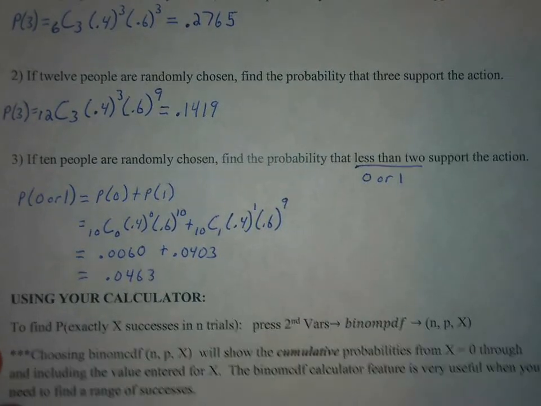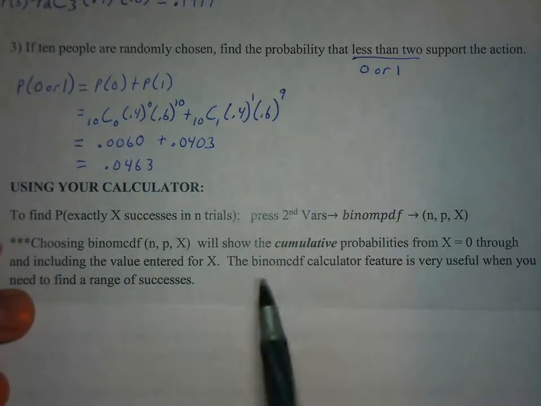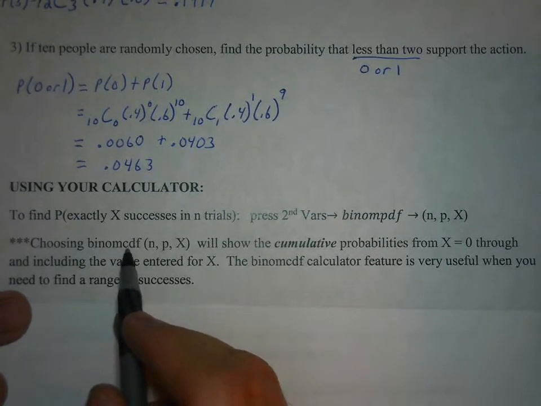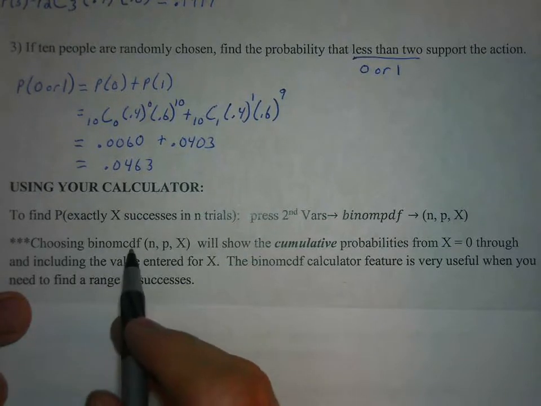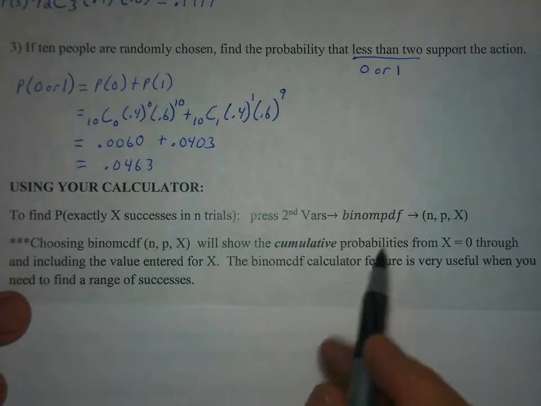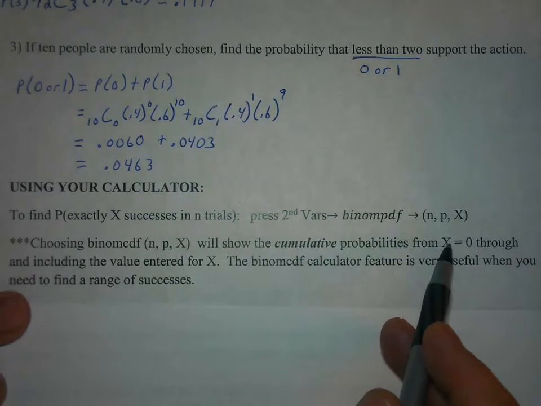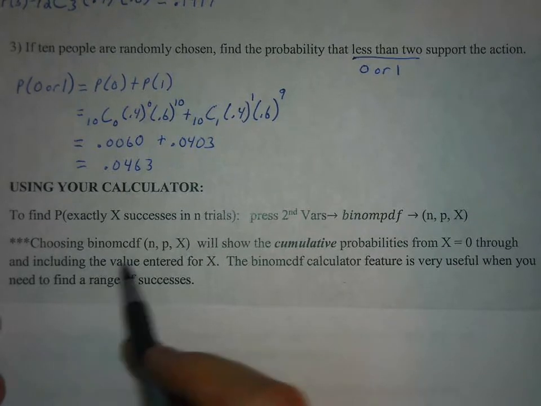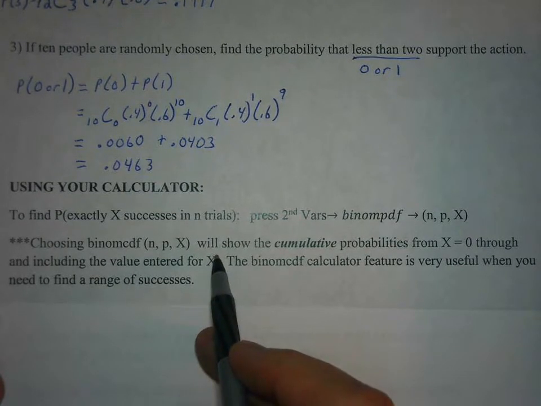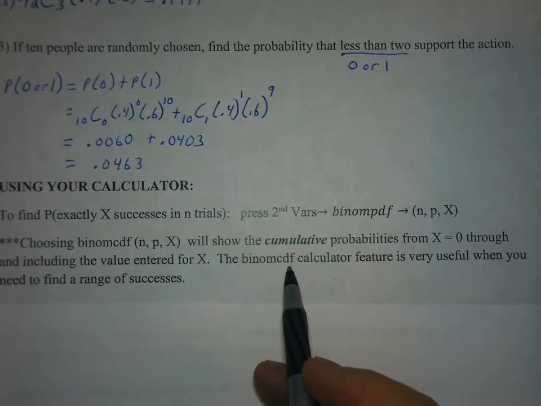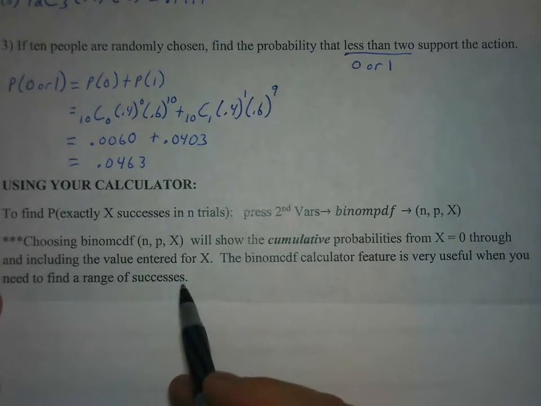Okay, if we choose the Binomial CDF, the C stands for cumulative. So now with the Binomial CDF, that'll show the cumulative probabilities from x equals 0 through whatever number you put in for x, including the value put in for x. And that Binomial CDF feature is very useful when you need to find a range of successes.